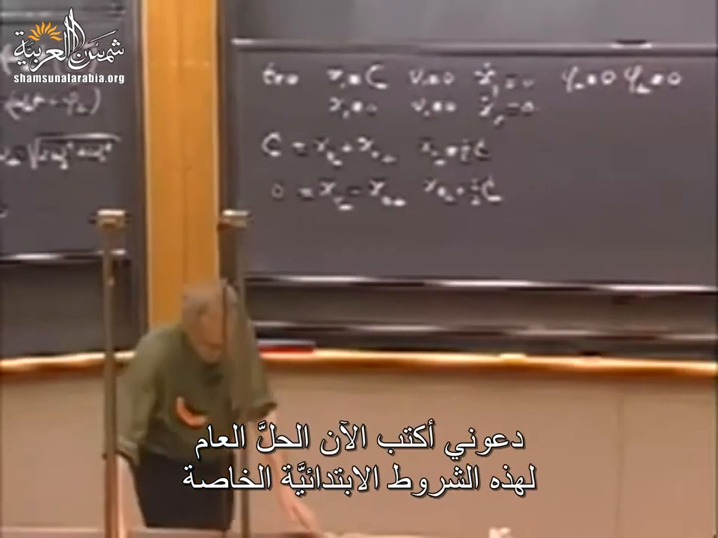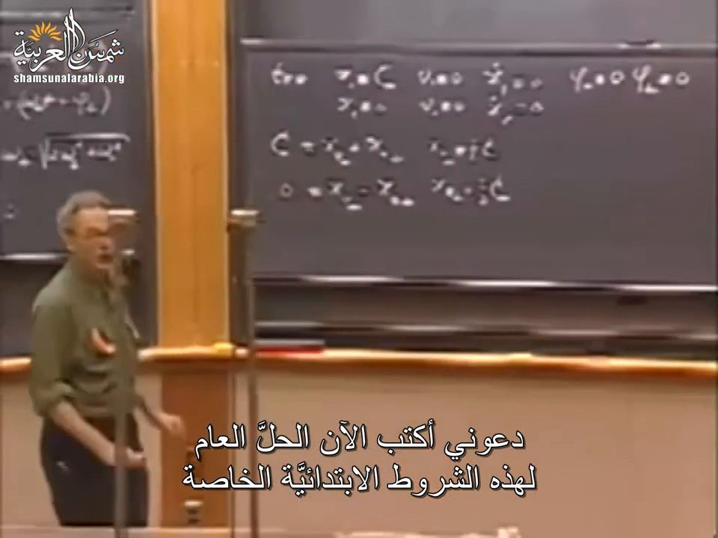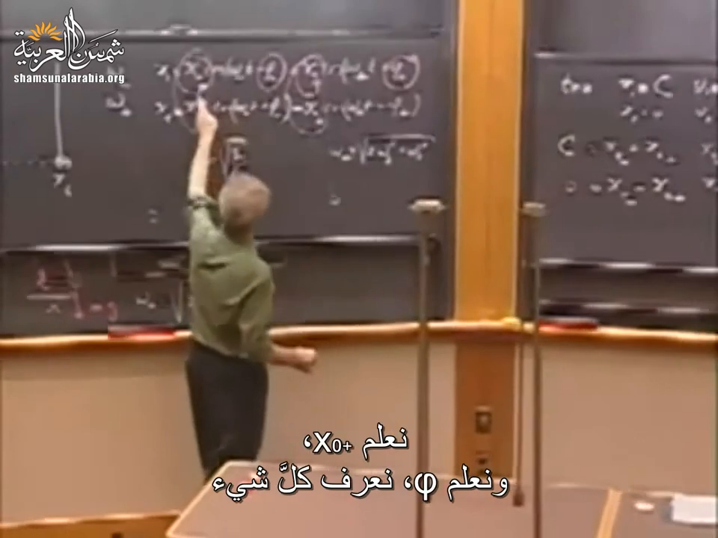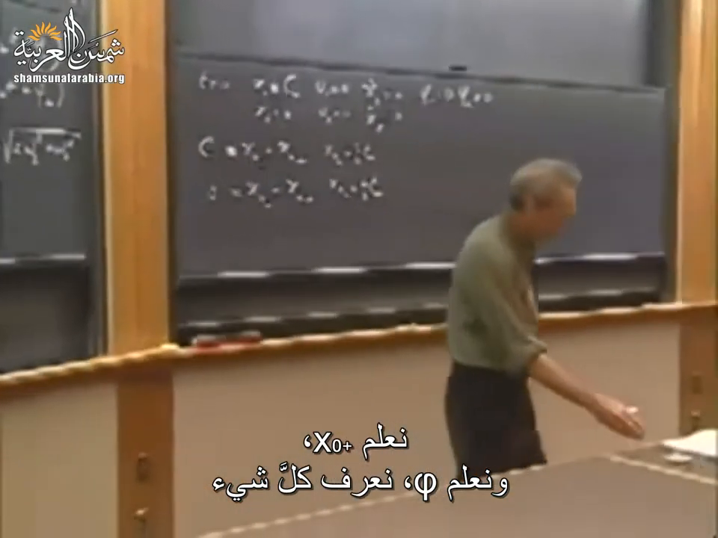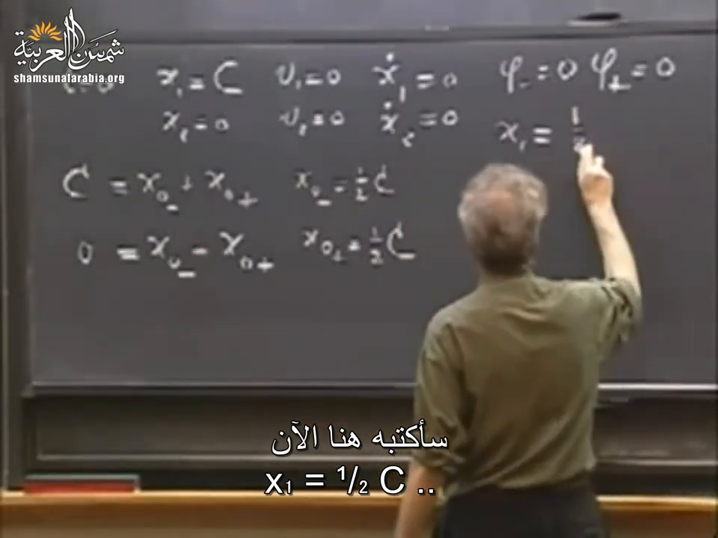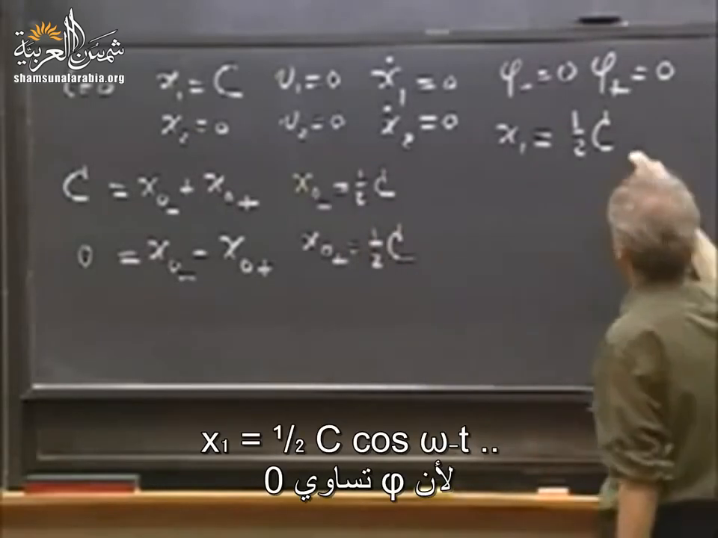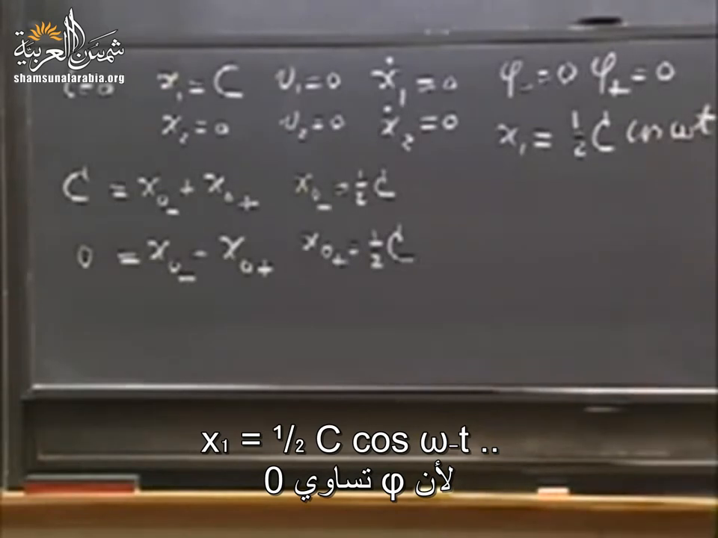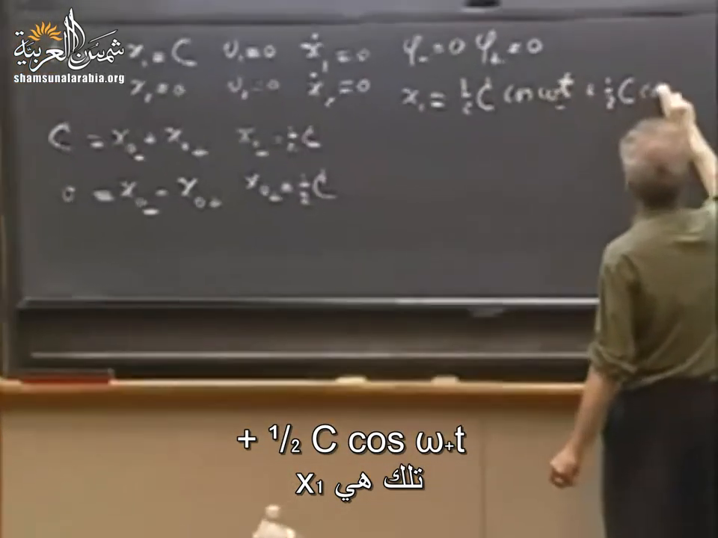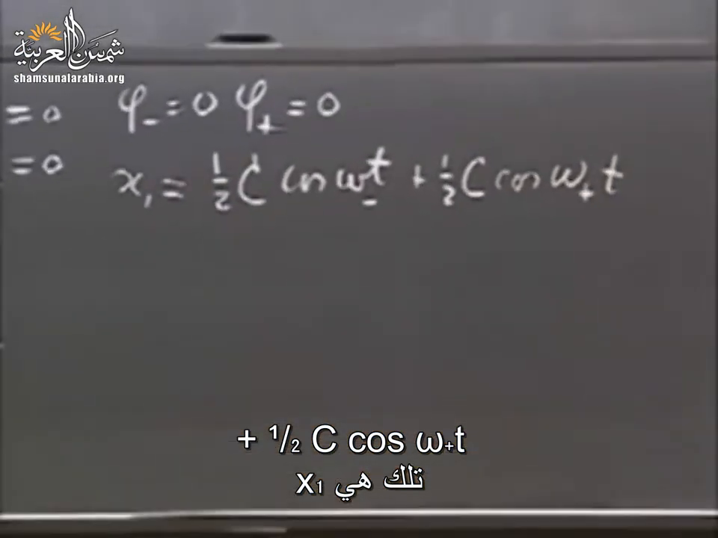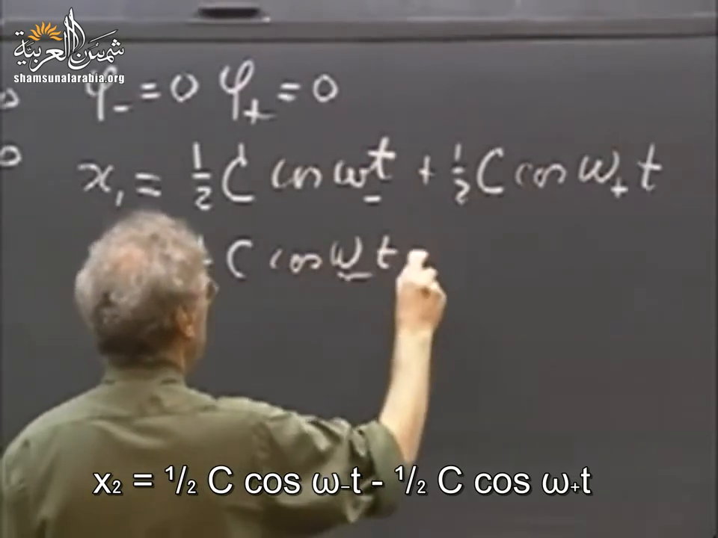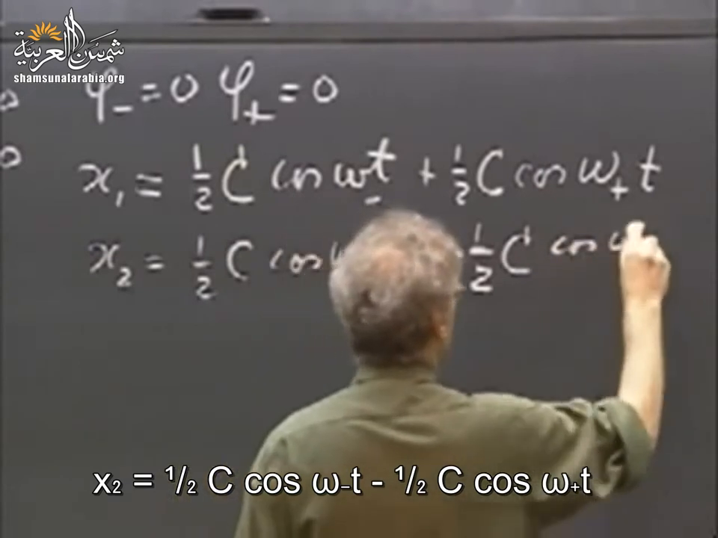So let me write down now the general solution that we have for this specific initial condition. So we know everything. We know x0 minus, we know x0 plus, we know the phi's. We know everything. So I'm going to write it down here. So x1 is going to be 1/2 c. Remember, we found that it's 1/2 c times the cosine of omega minus t, because phi is 0, plus 1/2 c times the cosine of omega plus t. That is x1. And x2 is 1/2 c times the cosine omega minus t, minus 1/2 c times the cosine omega plus t.